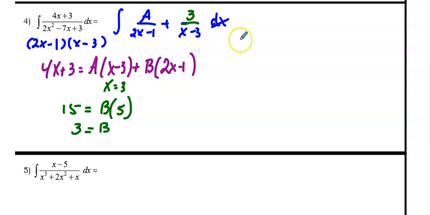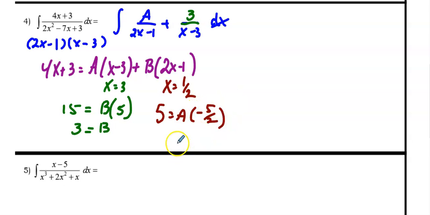And then let's go ahead and look at a. So if x is equal to 1/2, then we know that the b is going to cancel, so we're going to look at 1/2 here. So 4 times 1/2 is 2. 2 plus 3 is 5. If we go and do a, we're going to get a times 1/2 minus 3, which is negative 5/2. So a is going to be equal to negative 10 over 5. A is going to be equal to negative 2. So we can go ahead and make a equal to negative 2.